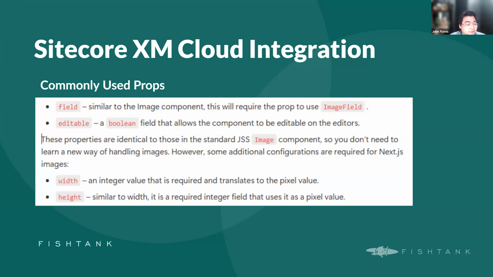So you can still use the field prop that was on the old image component. Pass the field that you've defined in XM Cloud with the image field type, and then most of the fields that exist on the JSS image, you can use here, and you can also use fields from the image component of Next.js as well. So you have the best of both worlds, which is pretty neat.